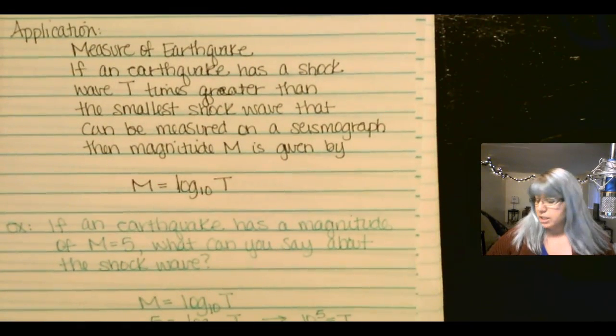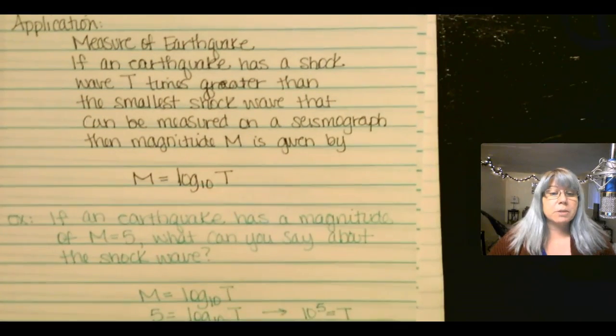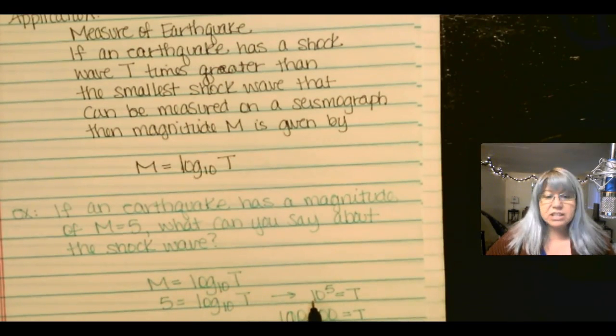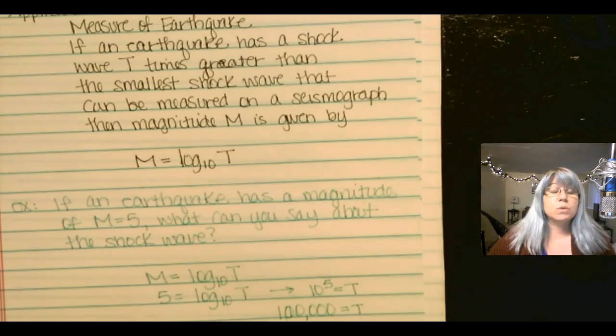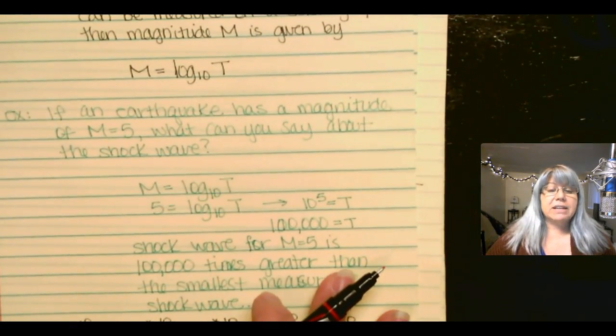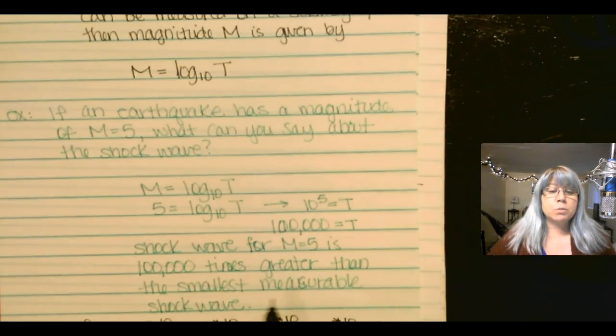Plugging it into the equation, I get m equals log base 10 of t. Plug in 5: 5 equals log base 10 of t. Rewrite it exponentially: 10 is the base, 5 is the power, t is the answer. So 10 to the 5th equals t, therefore t equals 100,000. In other words, the shock wave for an M5 is 100,000 times greater than the smallest measurable shock wave.